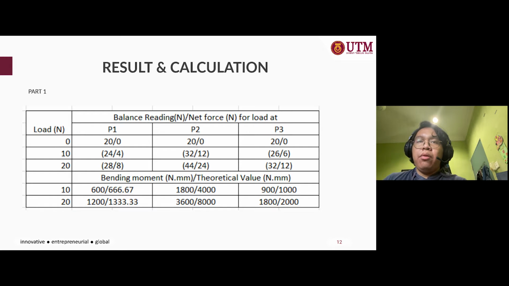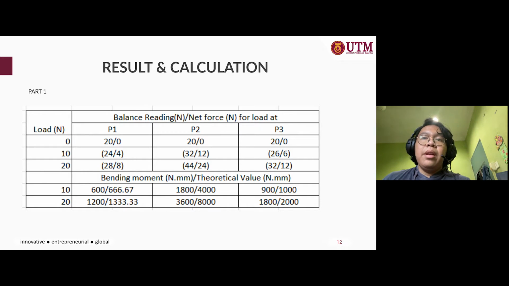Now we'll be going into results and calculation parts. For these parts, it's going to be divided into 3 parts, which are part 1, part 2A, and also part 2B. So for the first part, we'll be calculating the bending moment for load when it's 10 at P1, P2, P3, and also when the load is 20 at P1, P2, and P3. So these are the results for part 1.